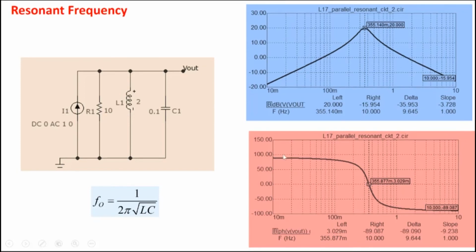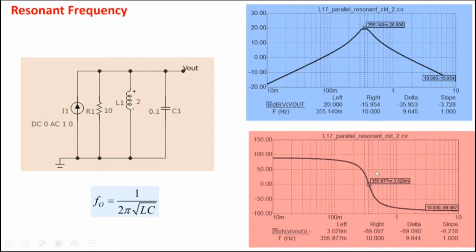Here we are plotting the phase as a function of frequency, and you can see that the resonant frequency is 0.355 hertz, a very low resonant frequency because of the choice you see here, a large value of inductance and a very large value of capacitance. So the resonant frequency is very small, 0.355 hertz.